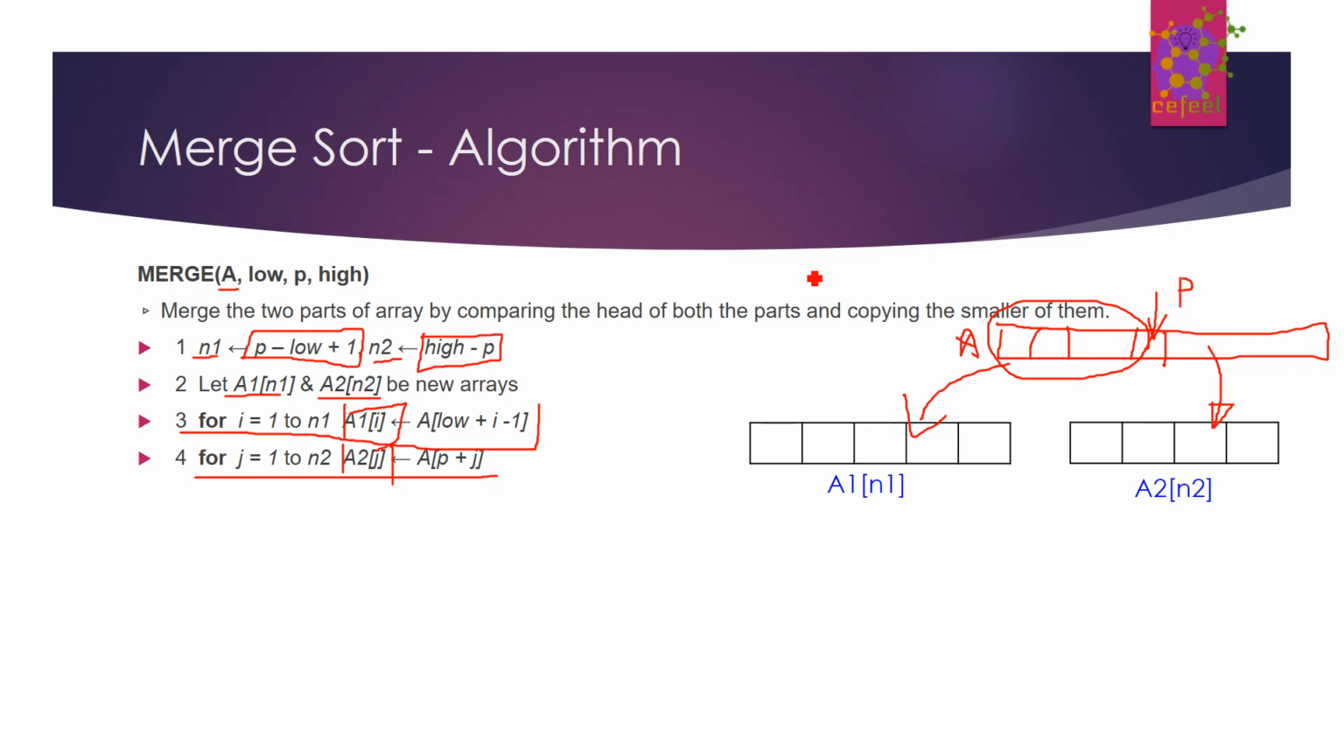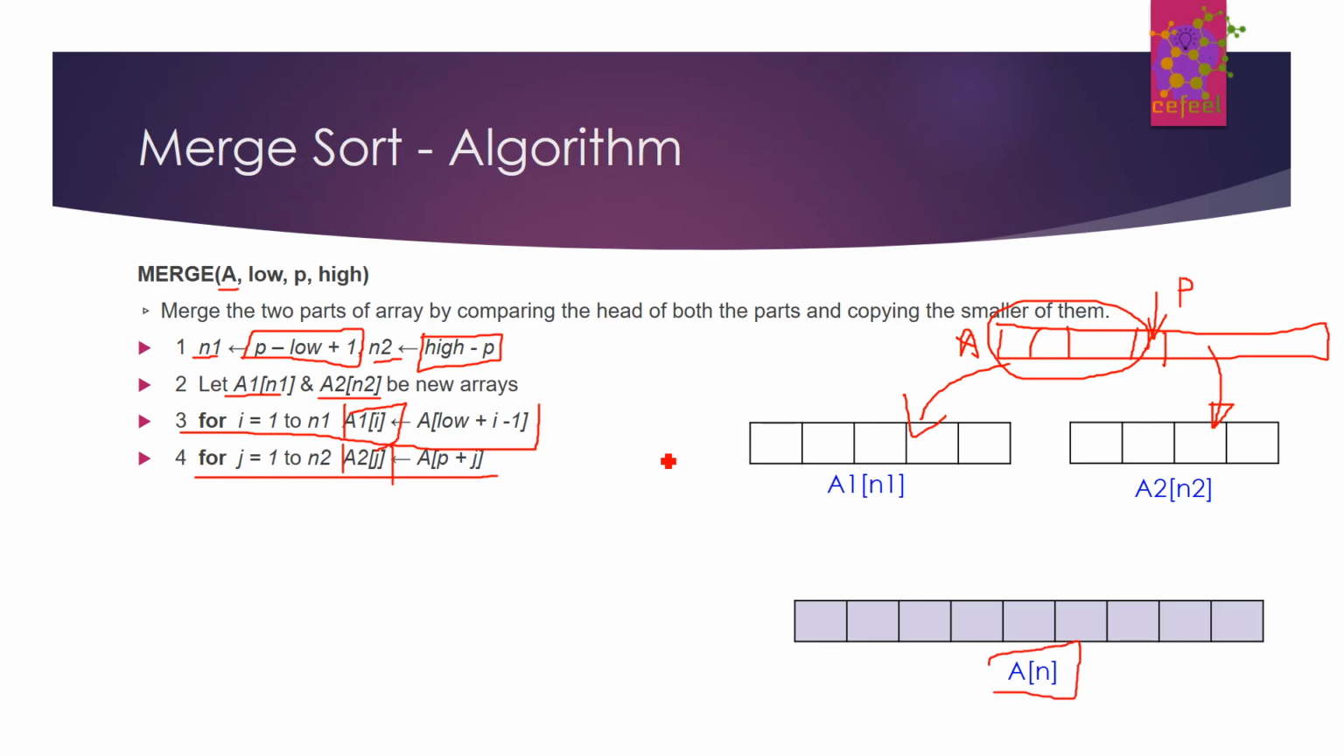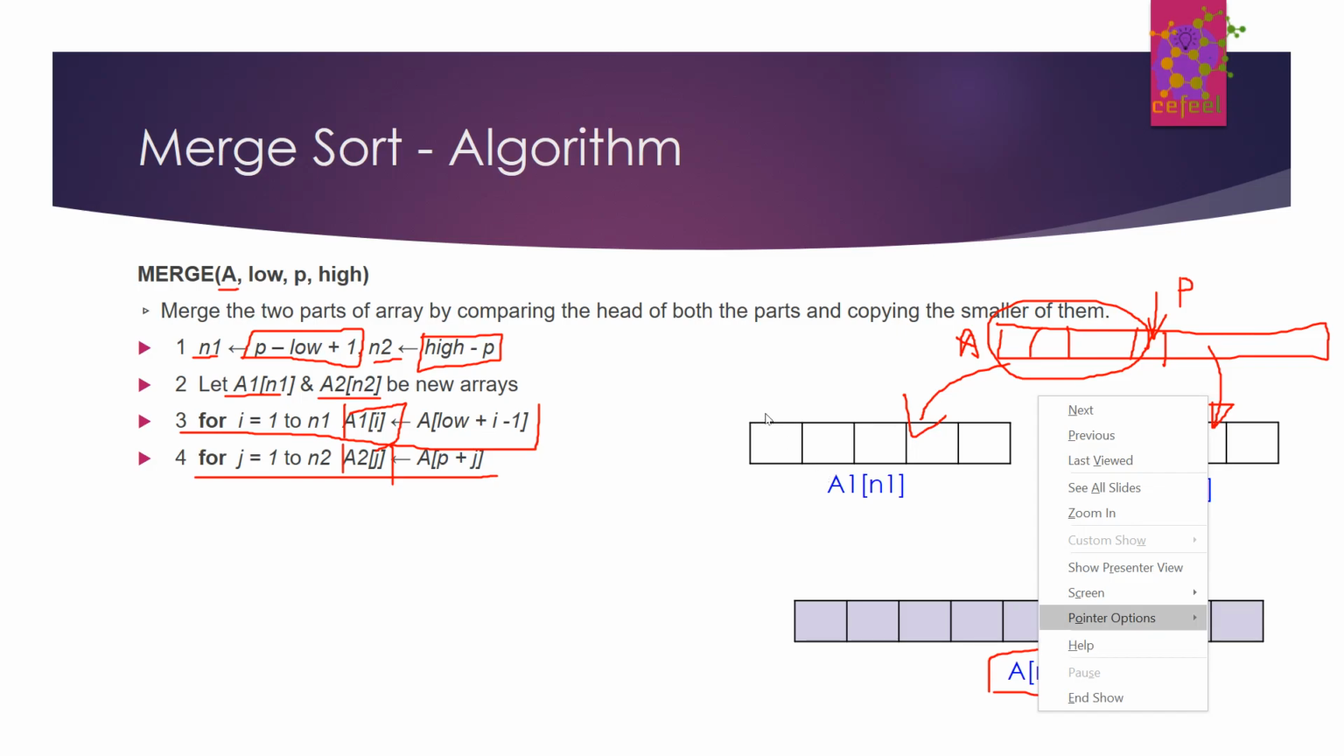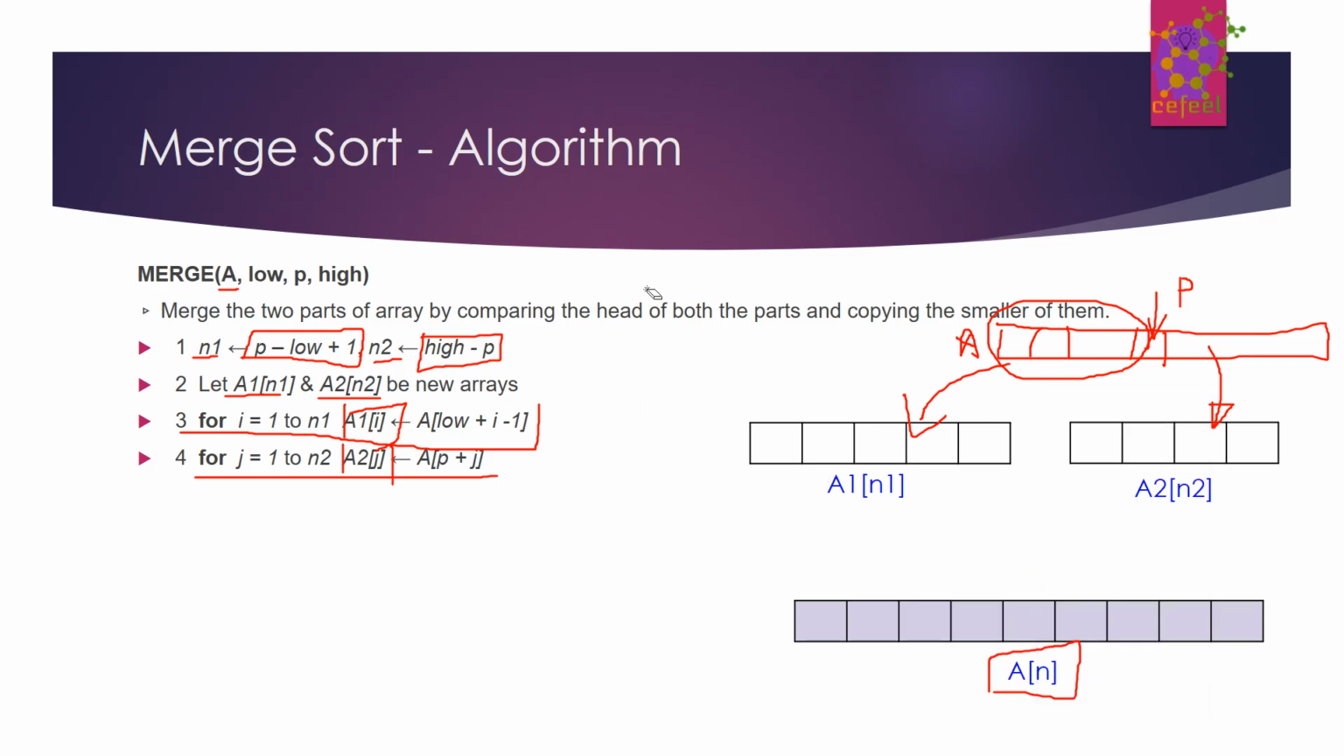Now once we do that, the next step is to merge these two arrays, A1 and A2, into the original array which we had. So this is A, which was the original array we had, where we need to put our sorted elements. So A1 and A2 will be merged and then they will be sorted and put in A. So that is the simple strategy. So let's see how that is done.